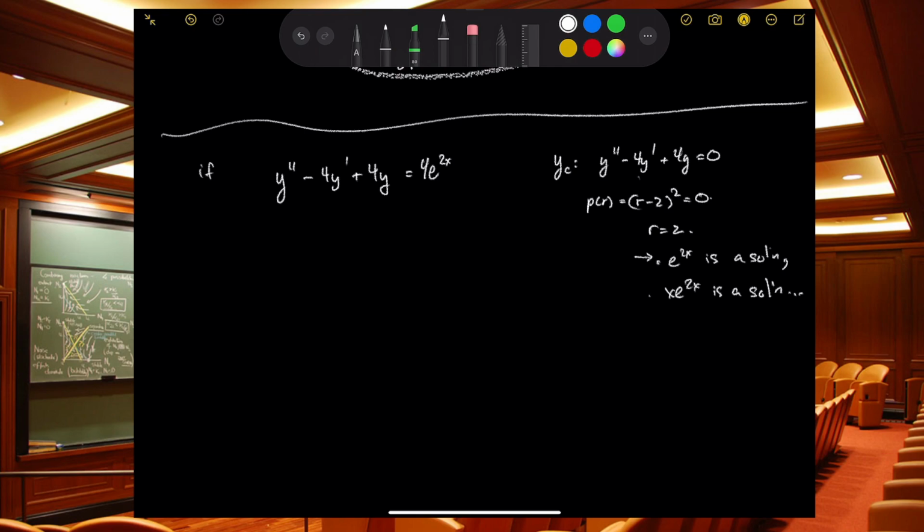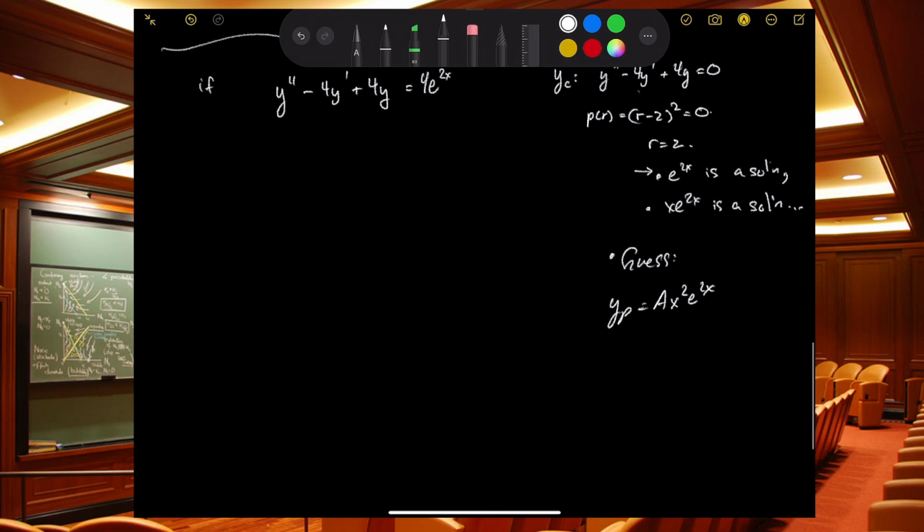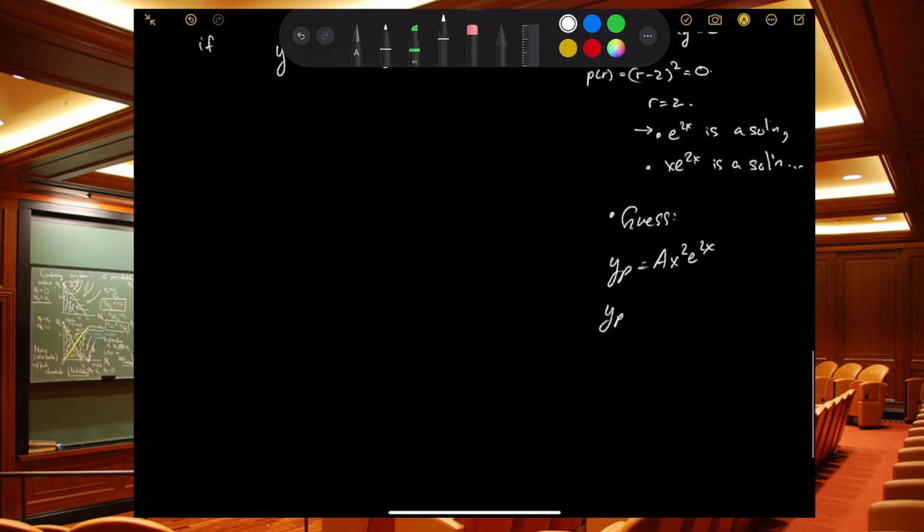So this tells us then we need to guess yp is a, not times x e to the 2x, but x squared e to the 2x. So again, when we differentiate it twice, we've still got a function hanging out. It's a very loose way to put that. So yp prime and yp double prime.